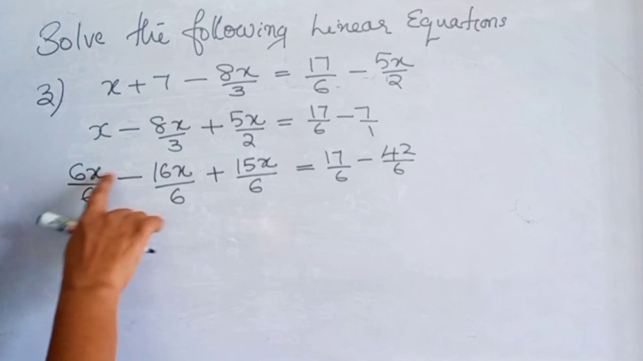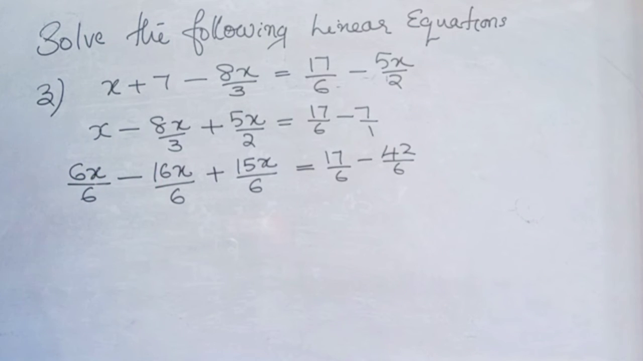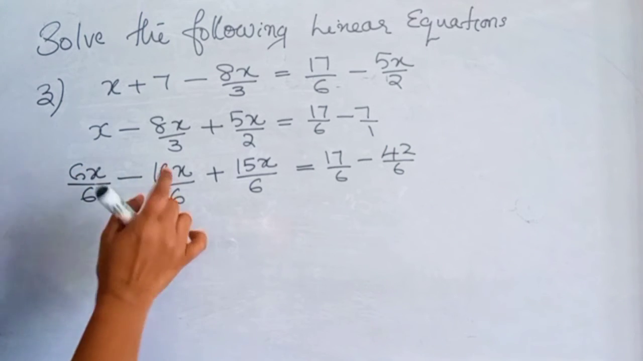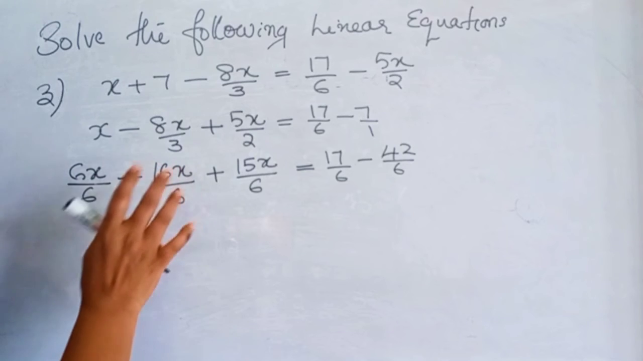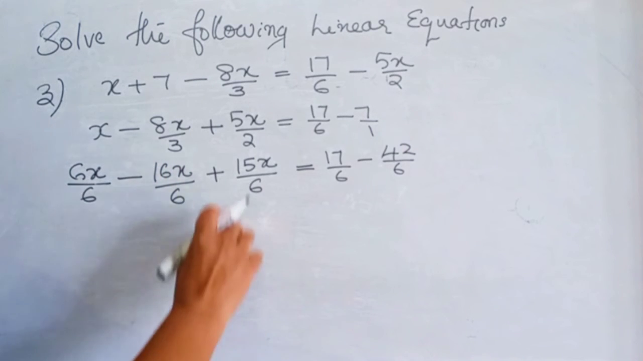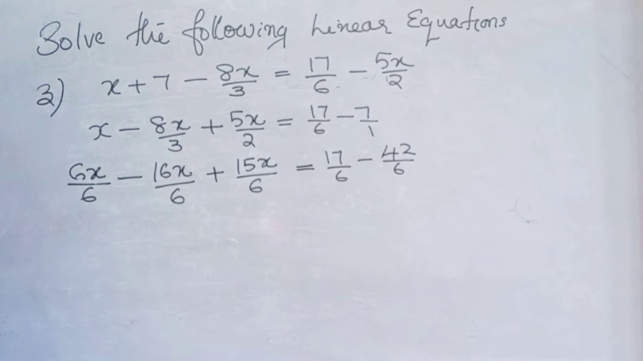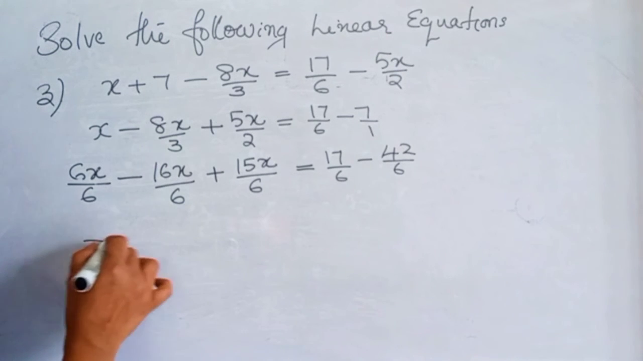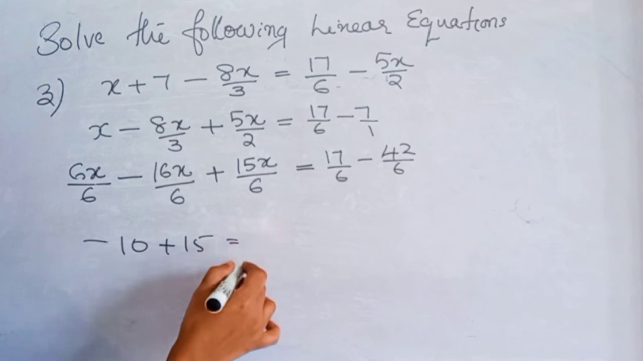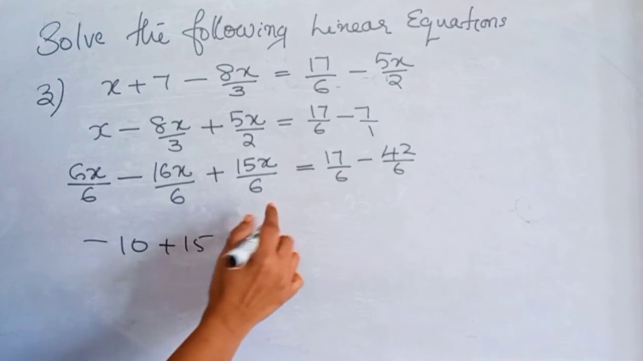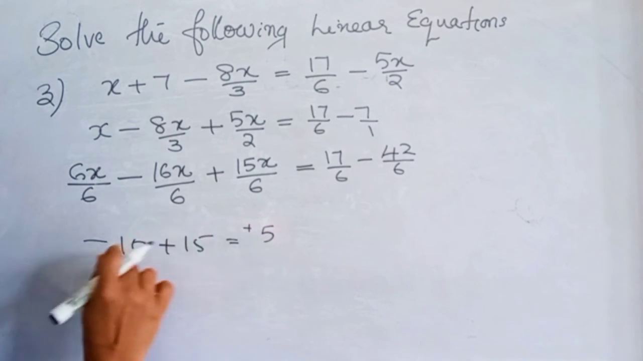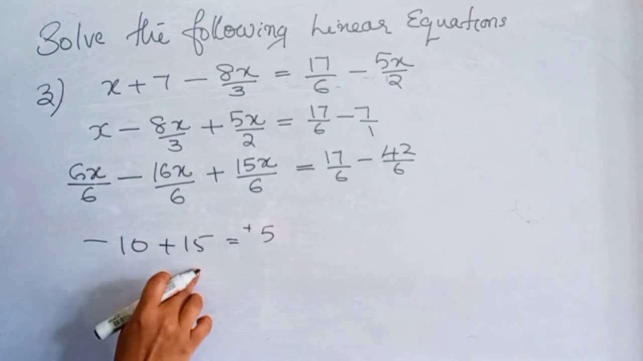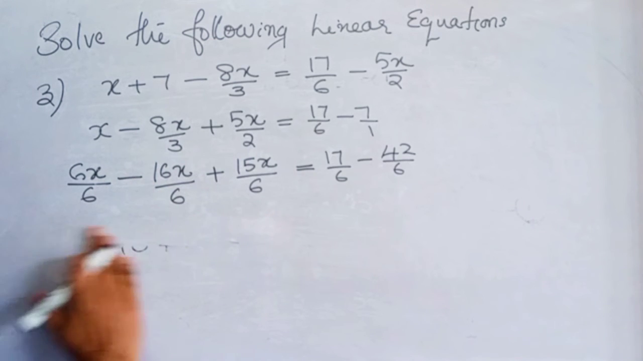Now we can solve this. 6 minus 16, we know it is minus 10. How did I get the answer? We need to subtract the numbers and put the bigger one's sign. So 6 minus 16 is minus 10. Minus 10 plus 15, we can check. We need to subtract and put the bigger one's sign. 15 minus 10 is 5, and the bigger one is 15, so its sign is plus. So we got 5 here.